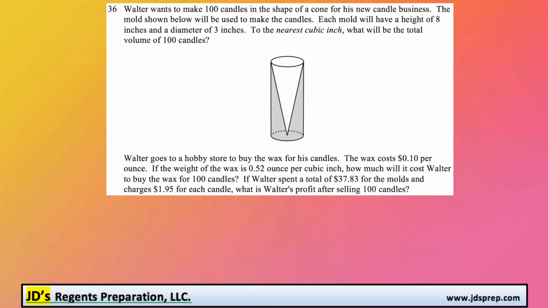Welcome to question number 36, the final question from the August 2015 Geometry Regents exam. It's a pretty lengthy question. There's 3 parts to it, so let's get started right away. For the first part of the question, we're trying to find the volume of 100 candles. So the idea here is to first find the volume of the cone and simply multiply it by 100.